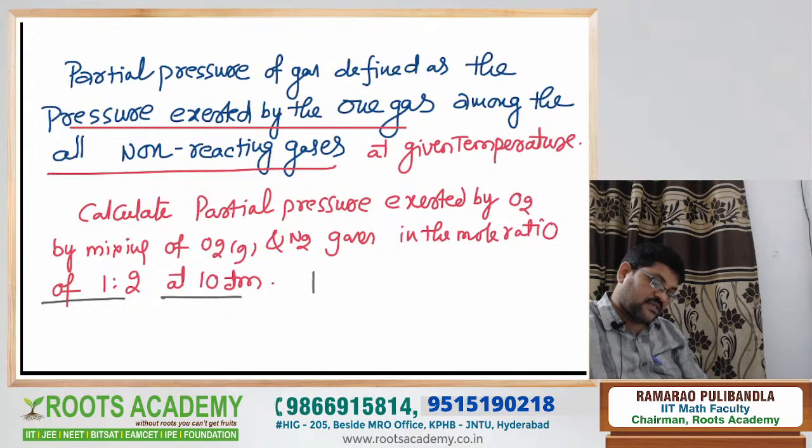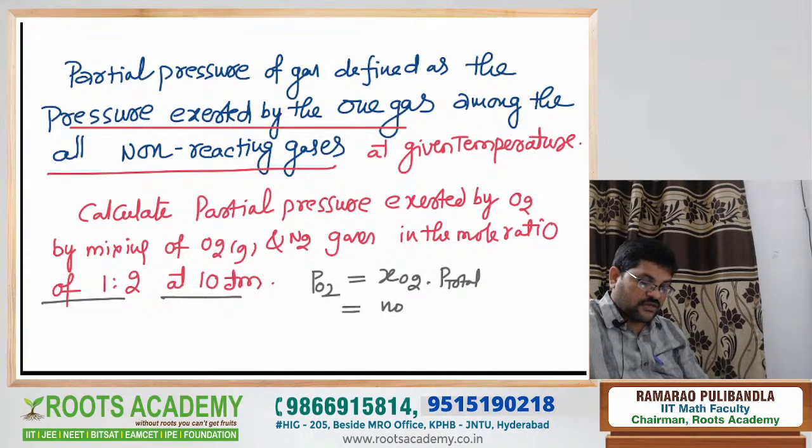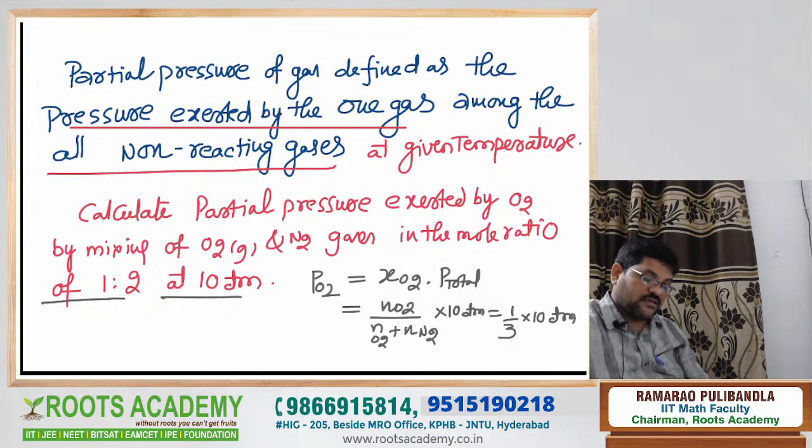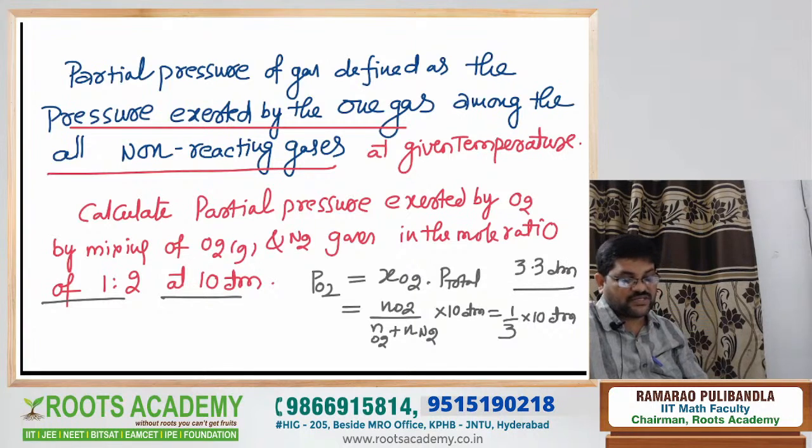The partial pressure exerted by the O2 gas is equal to the mole fraction of the O2 gas into total pressure. Mole fraction is number of moles of O2 gas by number of moles of O2 gas plus number of moles of N2 gas, into total pressure of 10 atmospheres. That is 1 by 3 into 10 atmospheres, so the partial pressure of the O2 gas is 3.3 atmospheres.